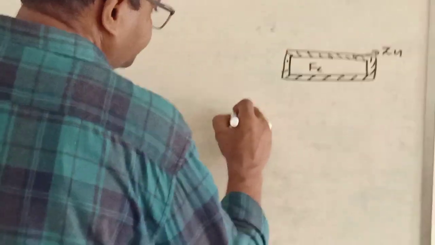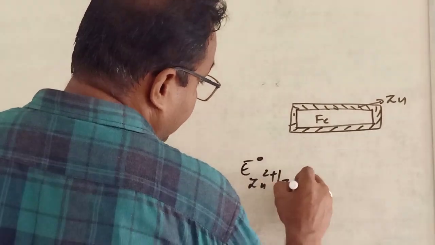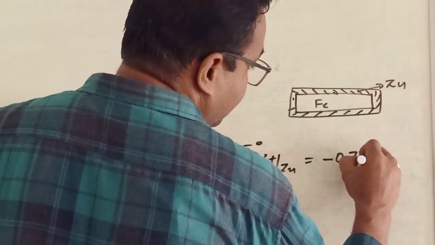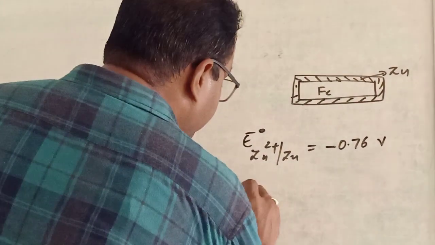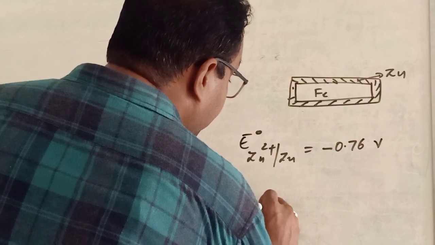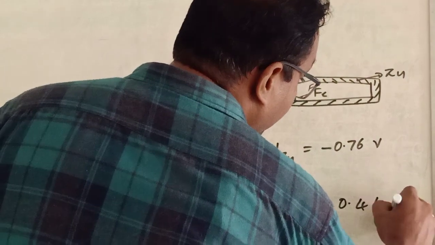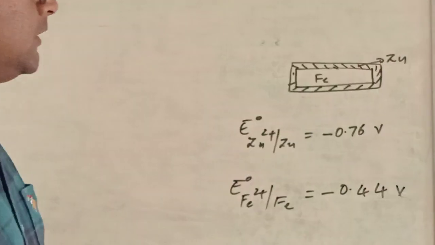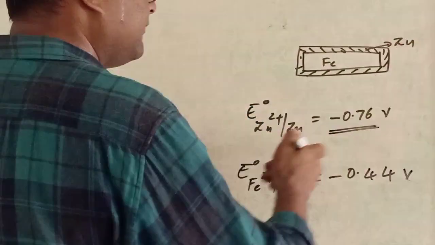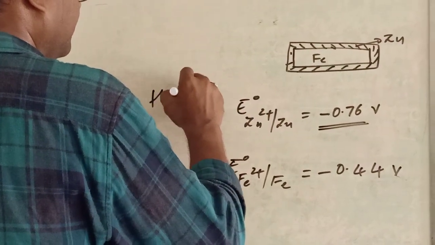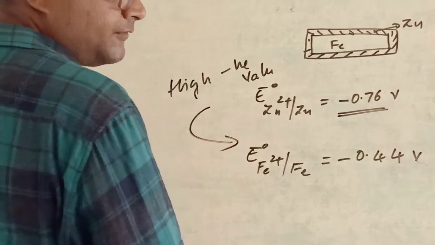The electrode potential of zinc is minus 0.76 volt. This is a known value, I also explained this value. And the electrode potential of iron is minus 0.44 volt. Just see the value. Zinc has a higher negative value than this.